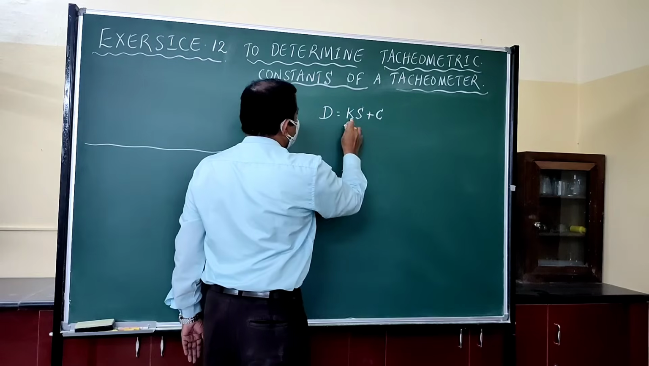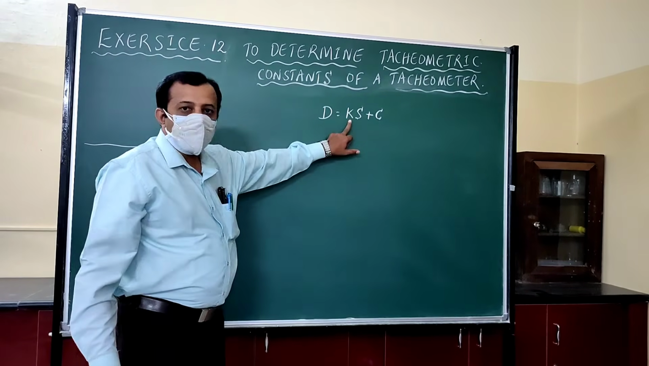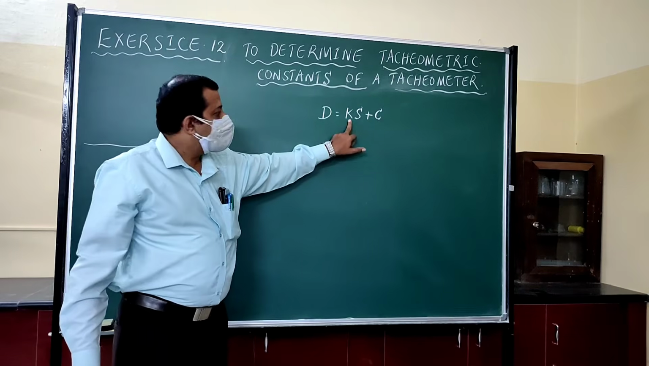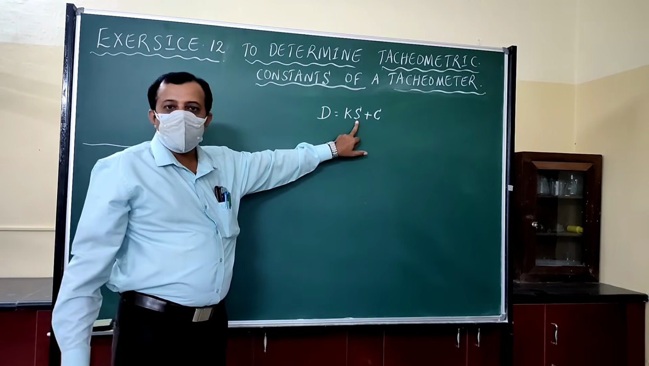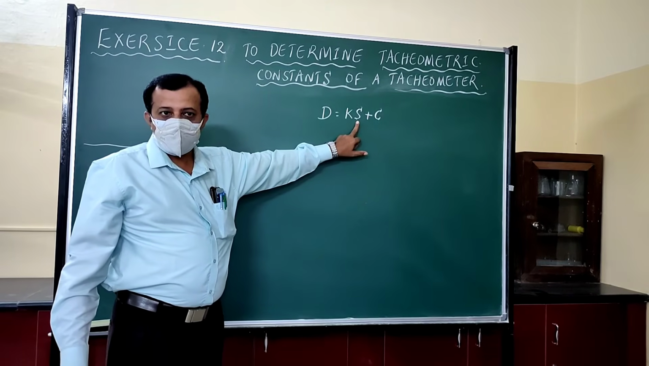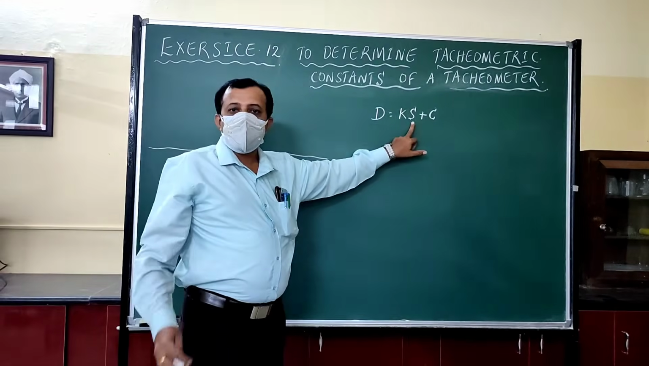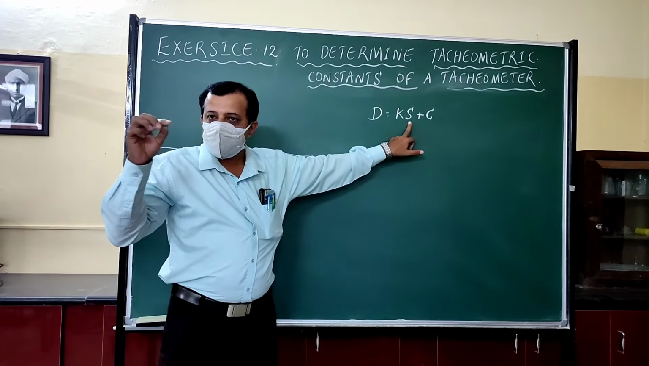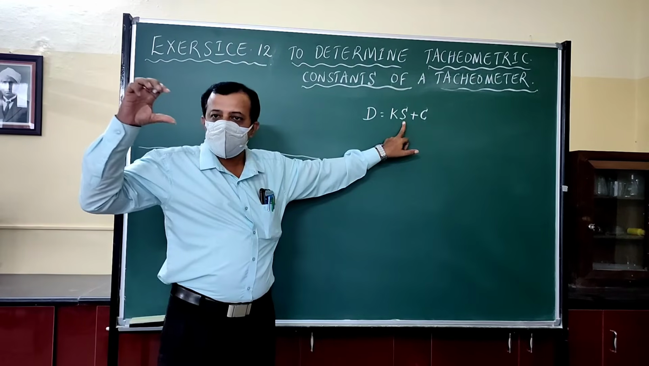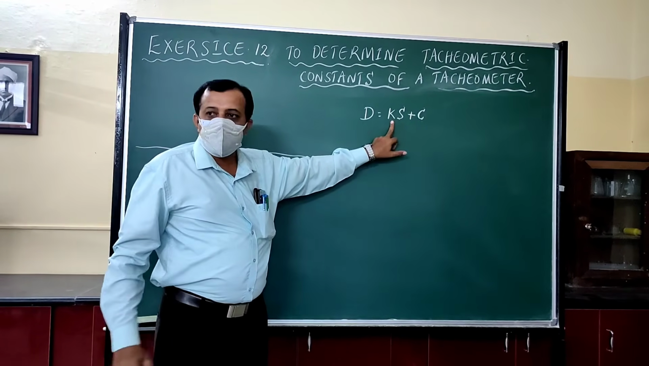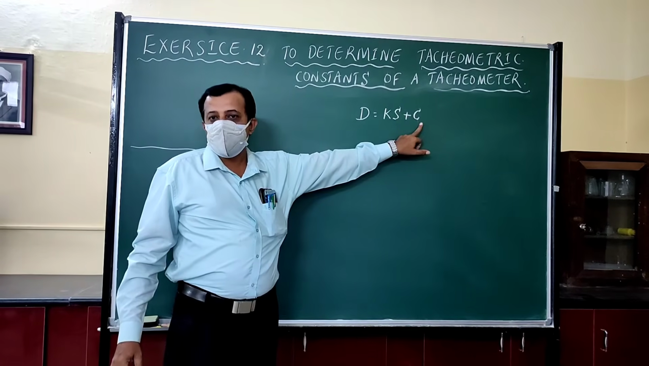Now what is this K, what is this C, and what is this S? K is called the multiplicative constant, C is called the additive constant, and S is the staff intercept. This we know. The staff intercept is the difference between the upper stadia and the lower stadia. K is the multiplicative constant of an instrument and C is the additive constant of an instrument.